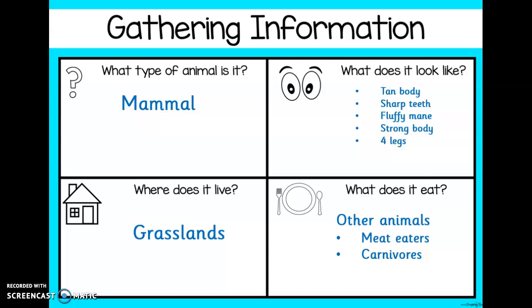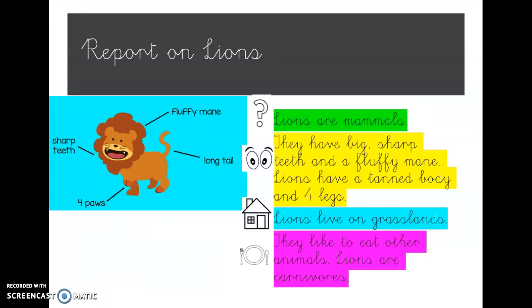So I'm going to show you the report I've written. So straight away, I have my title, Report on Lions, and I have my picture drawn of a lion and labelled. And then I just put in these symbols to show you that I have all the key information. So I've used full sentences to write my report. And again, reports are made of factual information, so information that's true. So it says, lions are mammals. So I've classified my animal.